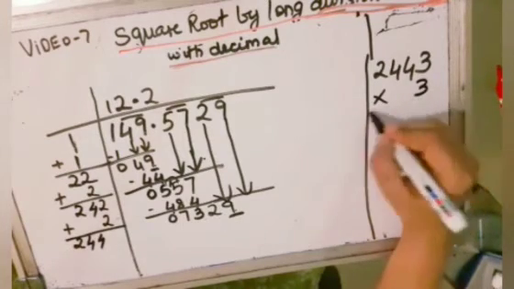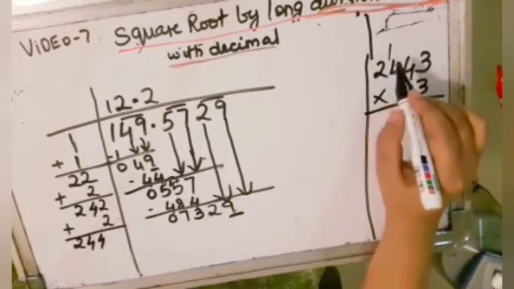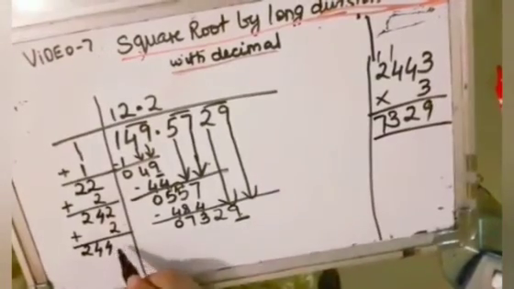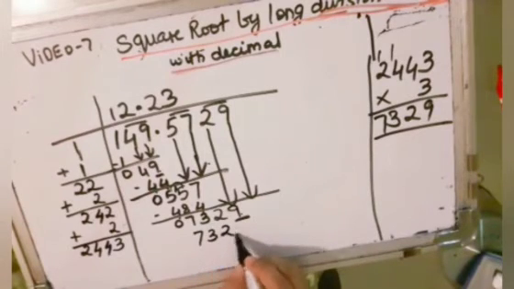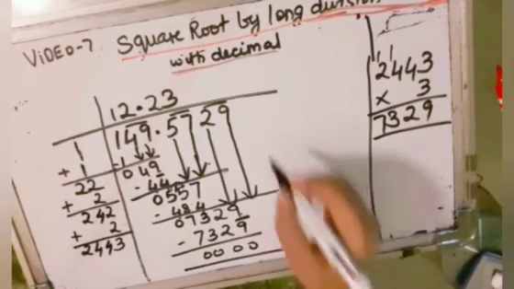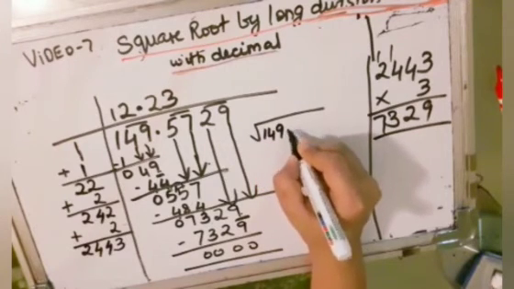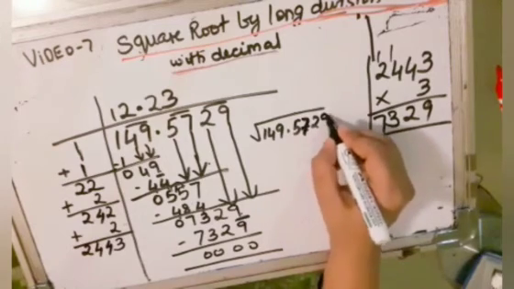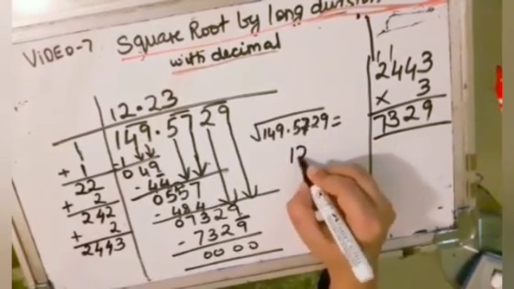2443 into 3. So 3 3s are 9, 3 4s are 12, 3 4s are 12 and 1, 13. 3 2s are 6 and 1, 7. 7329. So you have got the number. So 2443 into 3 gives you 7329. So it is fully divisible. So the square root of 149.5729 equals 12.23.